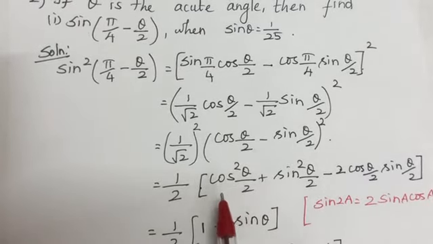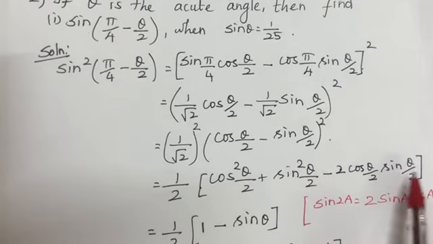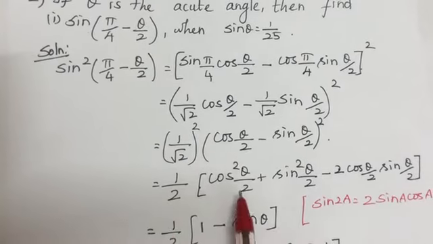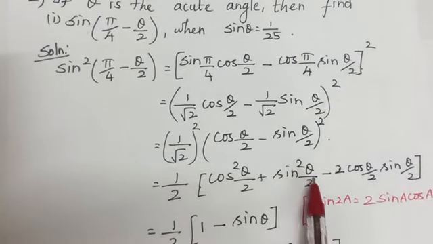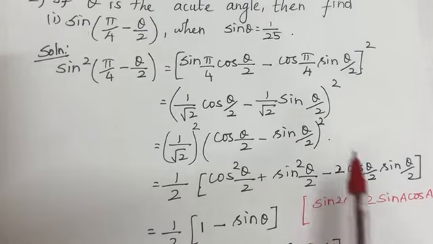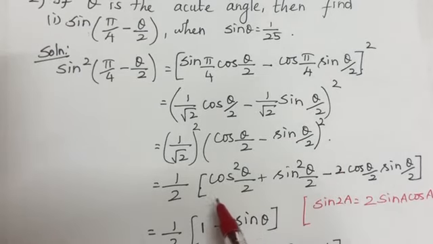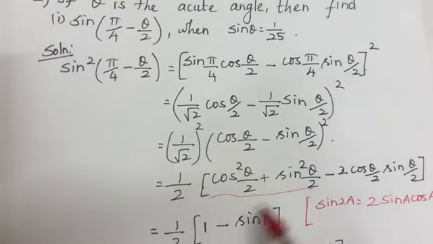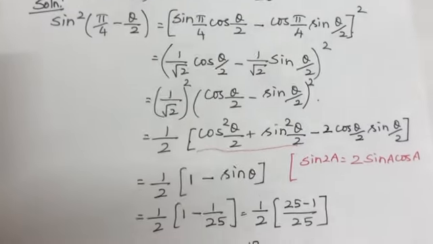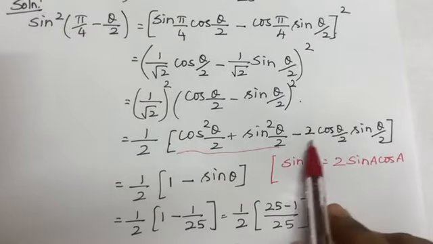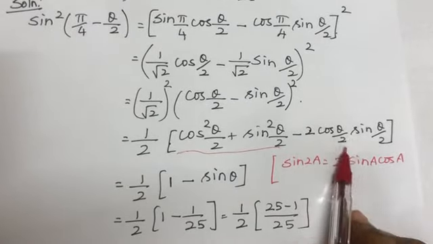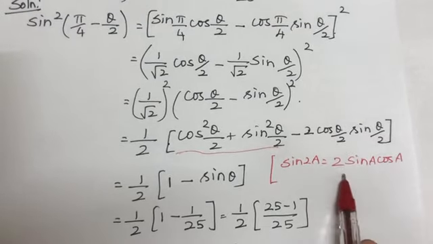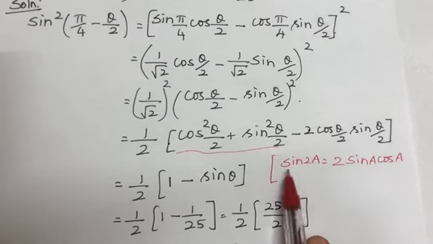A minus B the whole square, so I expanded it: A square plus B square minus 2AB. 1 by root 2 square is 1 by 2. So cos square theta by 2 plus sin square theta by 2 minus 2 cos theta by 2 sin theta by 2. What is cos square theta plus sin square theta? It is equal to 1. So 1 minus, what about this? 2 cos theta by 2 sin theta by 2, that is 2 sin A cos A. 2 sin A cos A is equal to sin 2A.